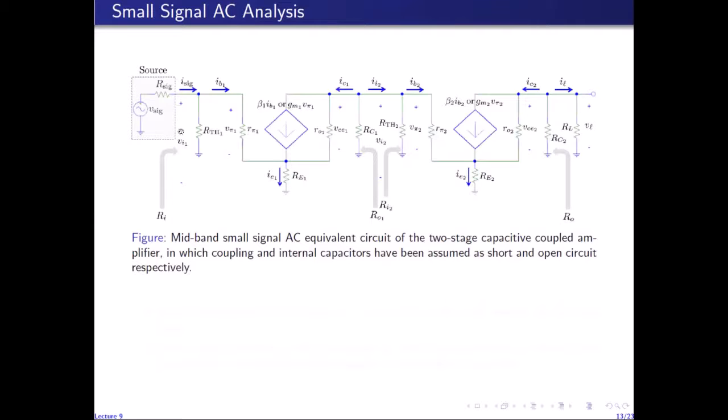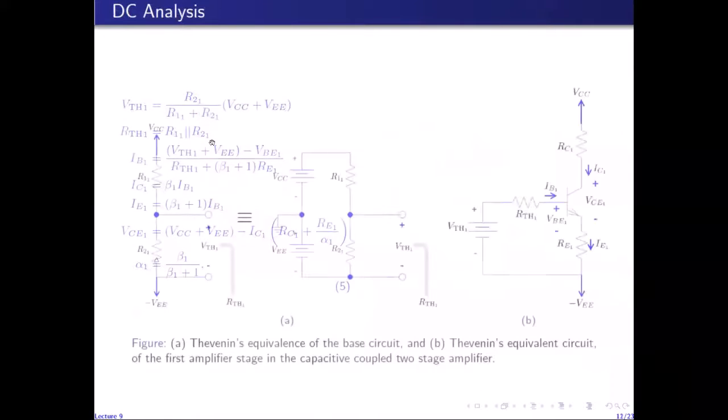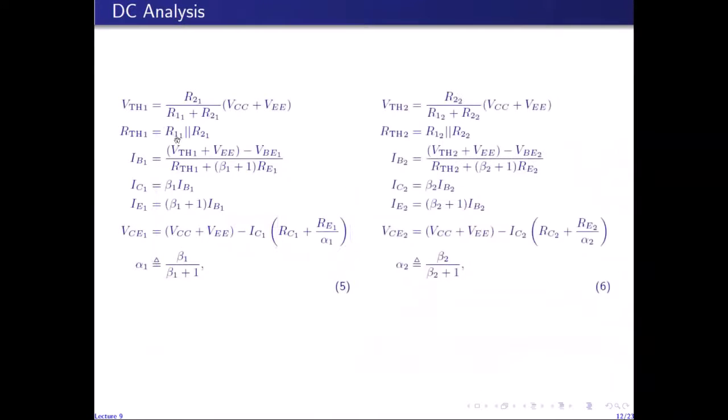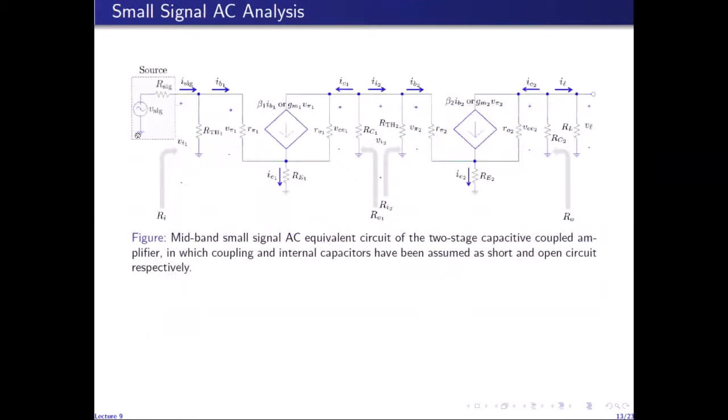So Vi1 is the input voltage to the first stage. Here I have replaced this parallel combination and this parallel combination with R7 and R7 respectively. So this is R7, this is R7, and these are the two small signal models. And then this is the load resistance. Because of short-circuiting VCC to ground, RC1 appears here and RC2 appears here.